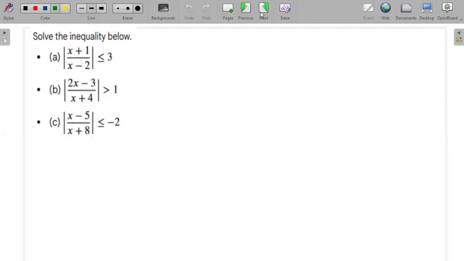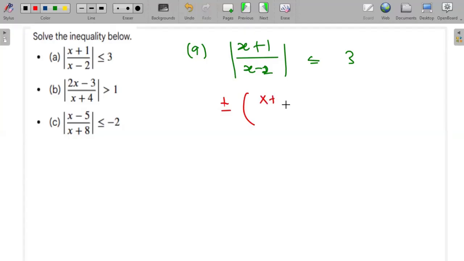All right, so now let's move and take a look at some fraction inequalities that have a modulus. So we start with the first one there. I'll write it here. So I have the modulus of x plus 1 divided by x minus 2, and then less than or equal to what? To 3. So what do you think we should do? We said the modulus is the same as plus or minus whatever is there. So x plus 1 over x minus 2 less than or equal to 3.